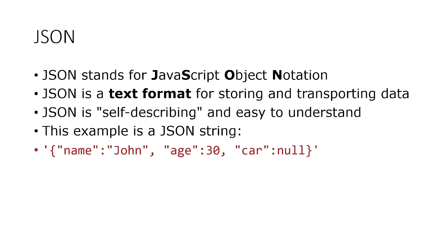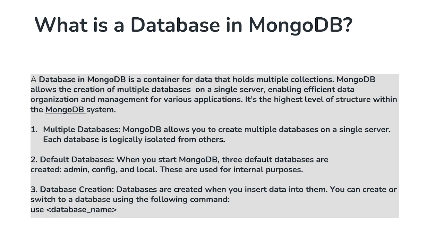Now we are going to see about JSON. What is JSON? It is JavaScript Object Notation. It is a text format for storing and transporting structured data. For example, you can see the JSON data in the slide. Name you can store as John, age 30, car is null. So here name is the key, John is the value, age is the key, 30 is the value.